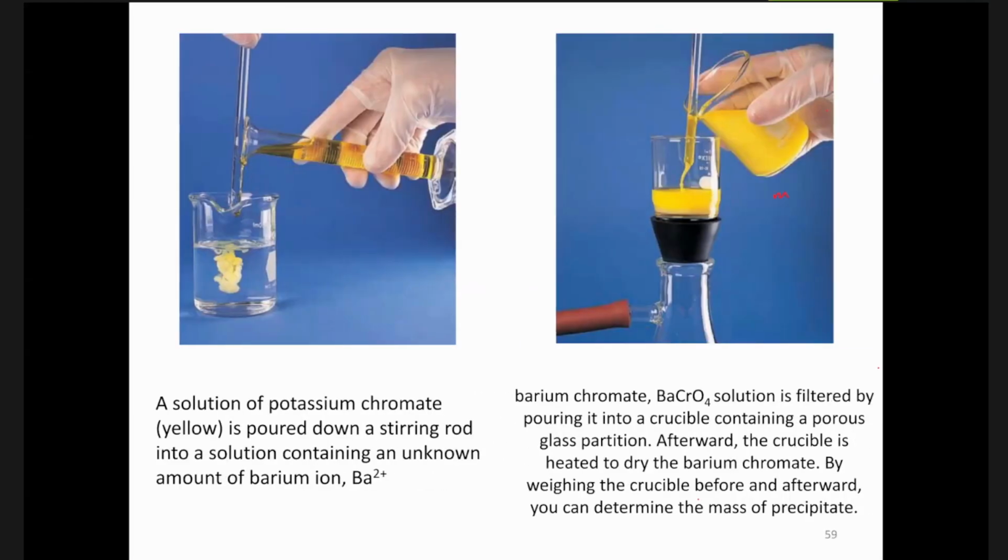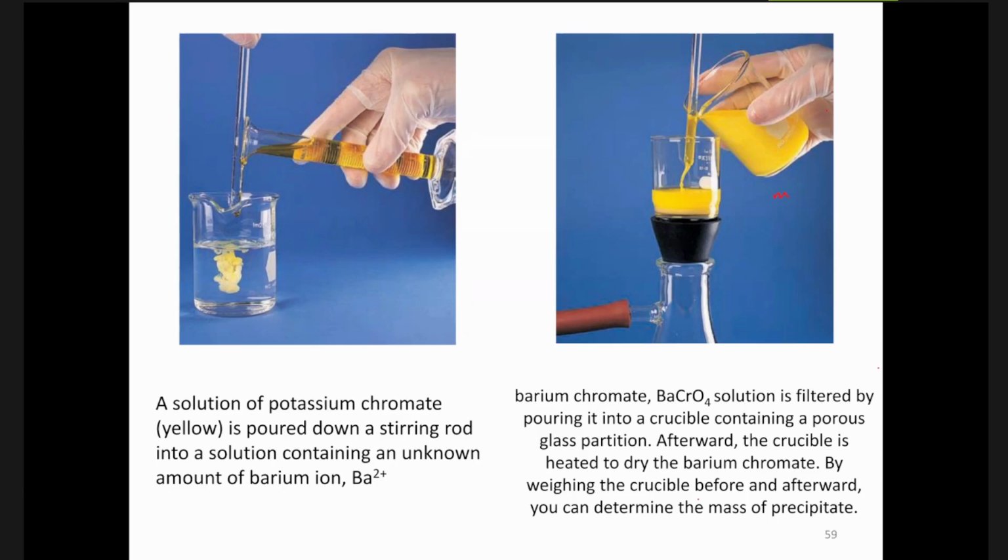For example, if you take a solution of potassium chromate, a yellow solution, and you put it into a solution which contains barium, you will convert the solute barium 2+ into barium chromate, which is a yellow powder. You collect the powder by filtration, and then you dry it to remove all the water, because you prepare the barium chromate in water solution.